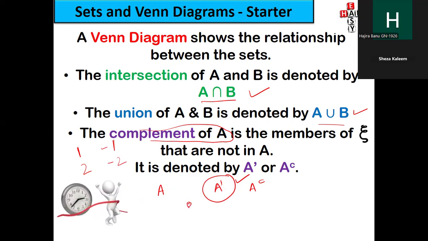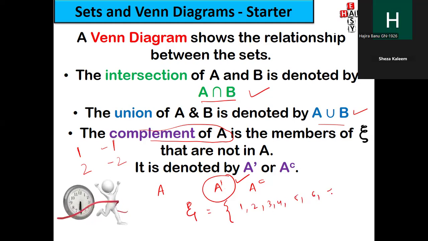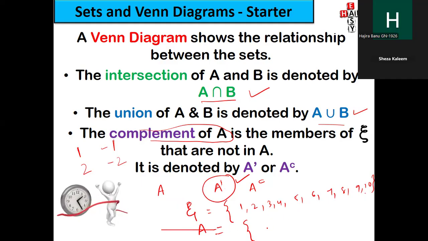So let me explain. Suppose I have a universal set 1, 2, 3, 4, 5, 6, 7, 8, 9, 10. This is a universal set. Now, in this universal set, if I take a set A, let us say that A consists of numbers greater than 5.